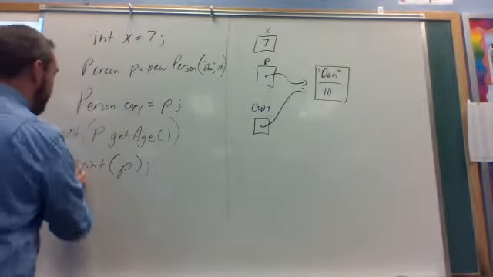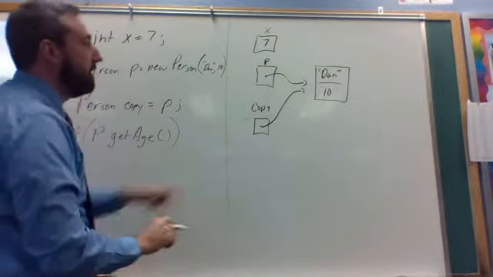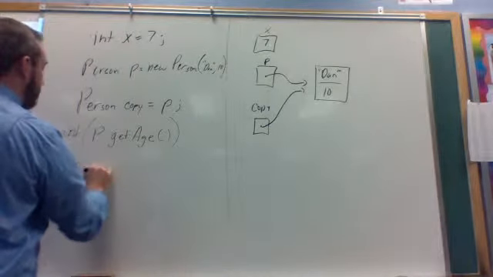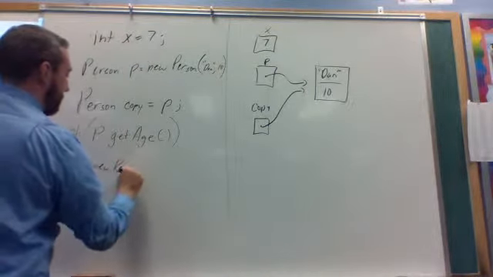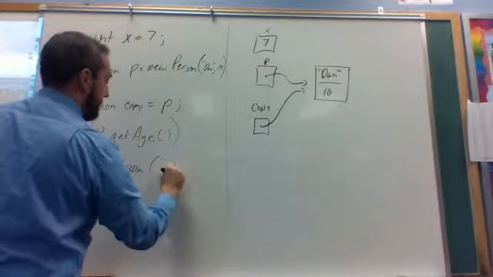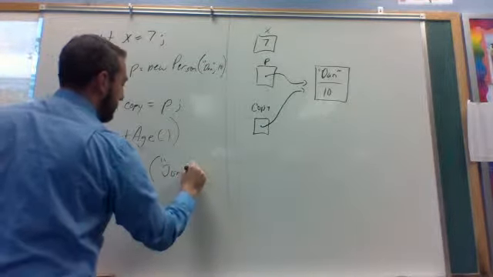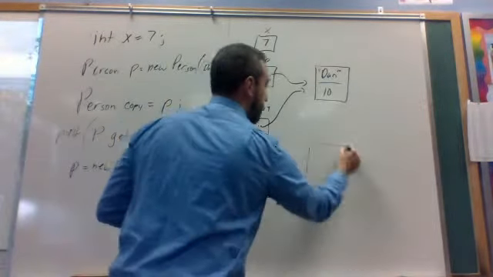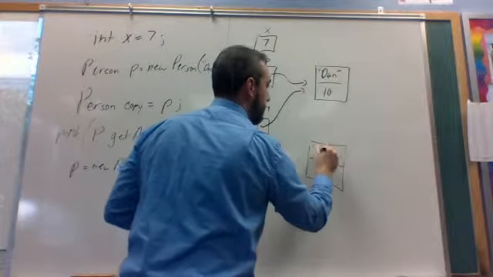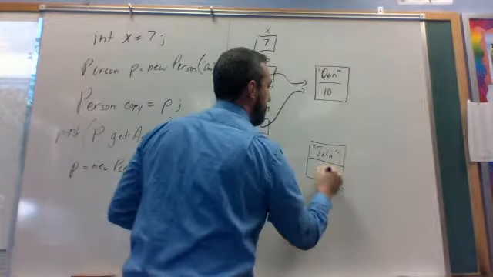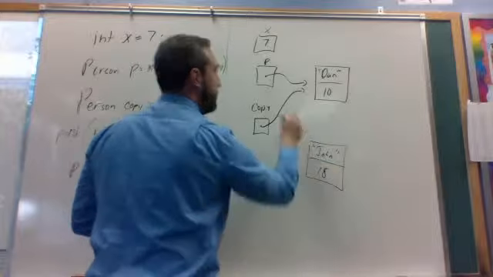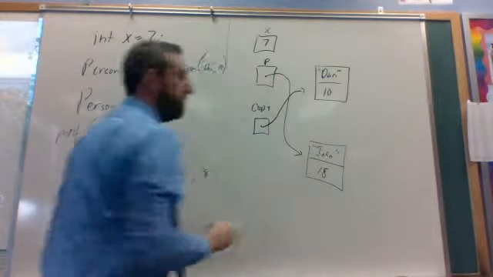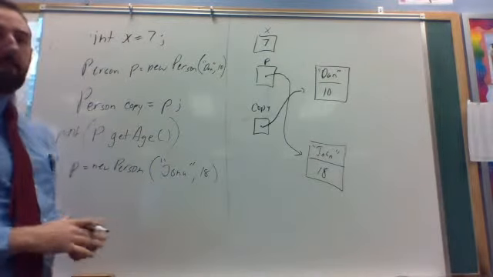What if we started fiddling around with these references again? What if I were to say something like p equals a new person, John, who is 18. Well, I made a new person, so I got a block down here, John, 18, and I just changed this reference p to point at it. So now that's the state of our program.